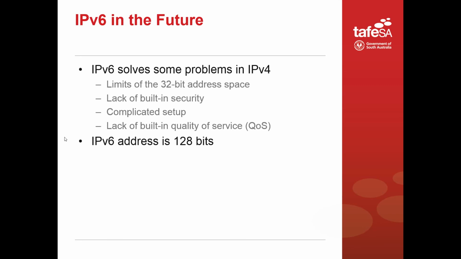As I said, an IPv6 address is 128 bits, and it looks a bit like this. It's using a hexadecimal format, and that allows us to have a much larger range of IP addresses. In fact, there's more IPv6 addresses than there are observable stars in the universe. So that's quite significant. We won't run out of IPv6 addresses anytime soon.